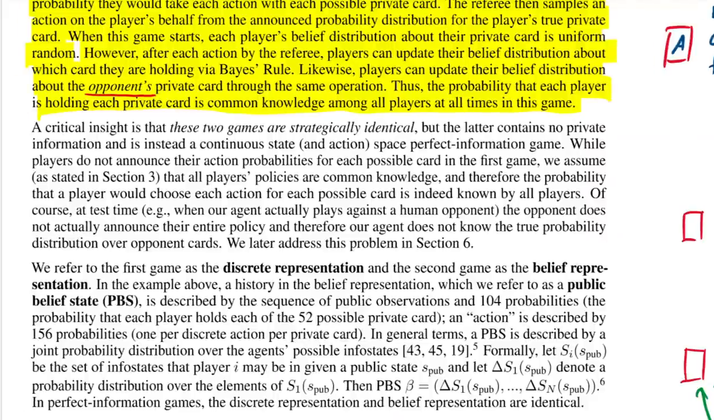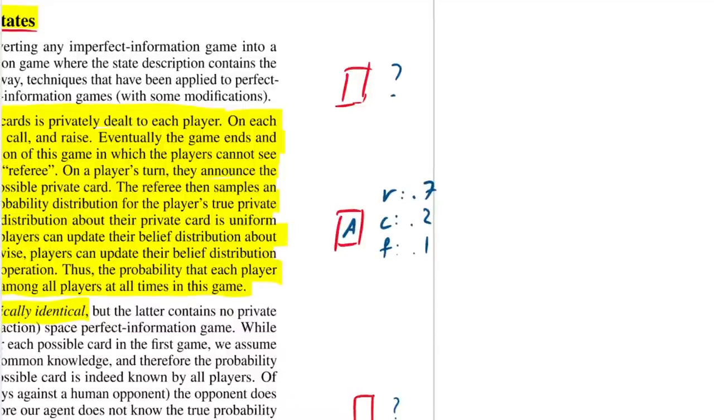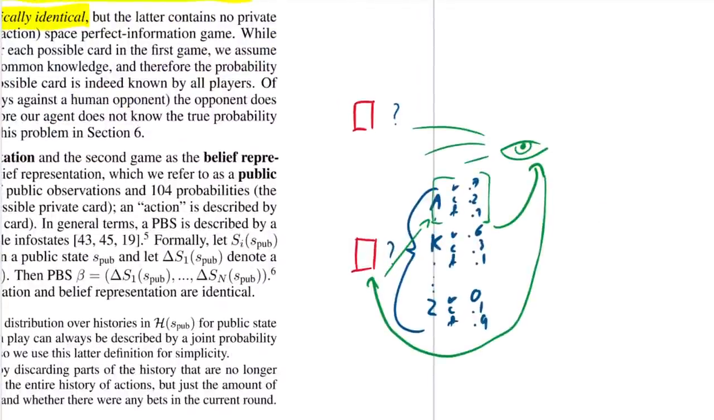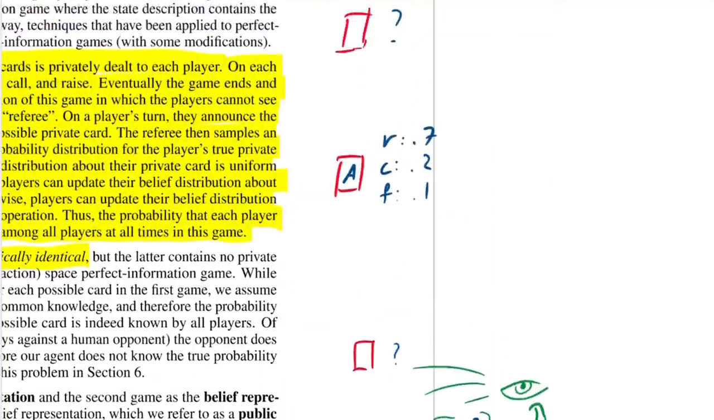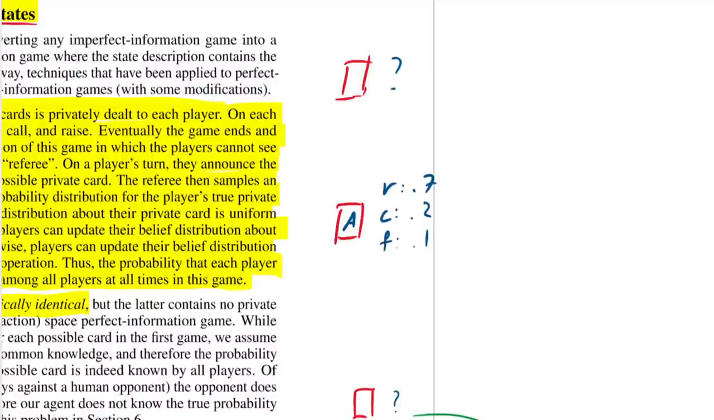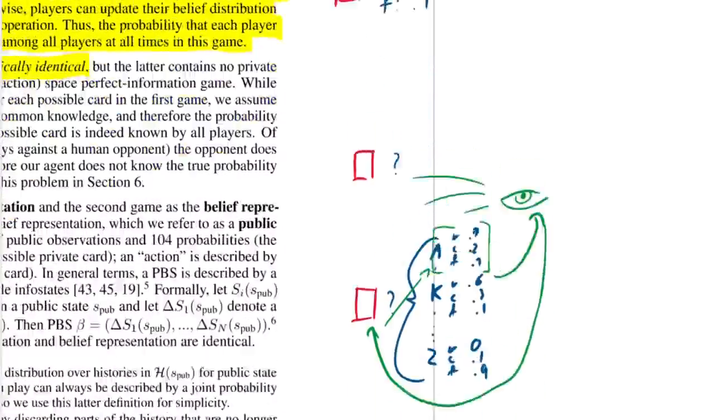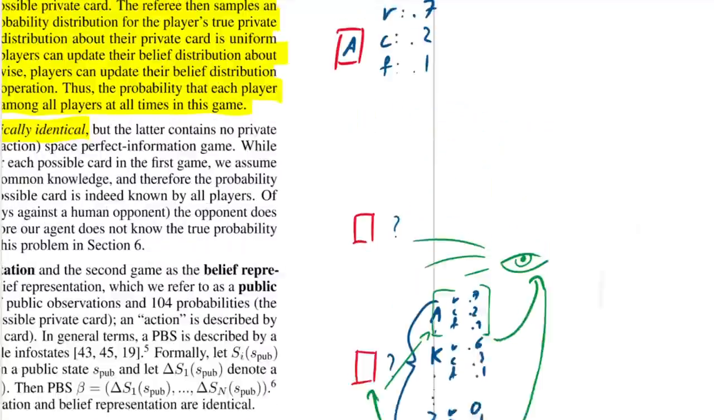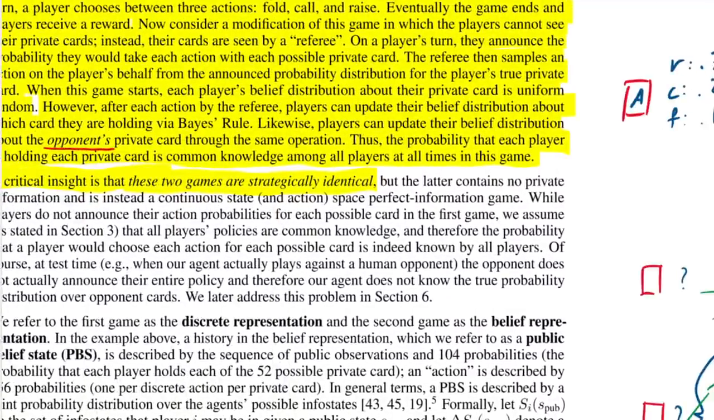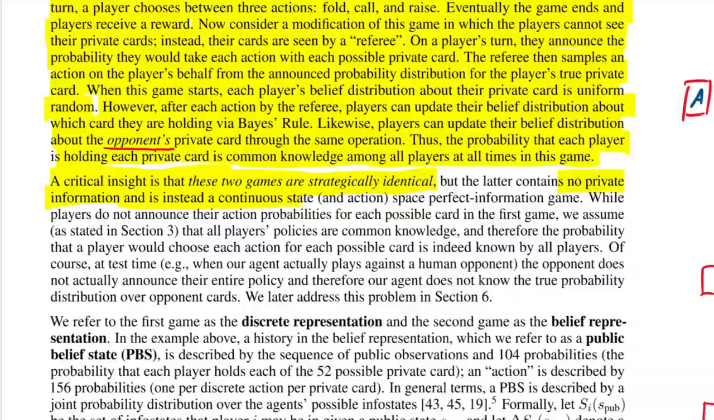So the important thing, they say, the critical insight is that these two games are strategically identical. Okay? That's very surprising, but if you think a bit about it, it becomes clear that your strategy up here is the same as down here. You simply don't fully announce it every time explicitly, but we said anyway that policies are public. Therefore, this game here is equivalent to this game. These are the same games. But the latter contains no private information and is instead a continuous state and action space perfect information game.